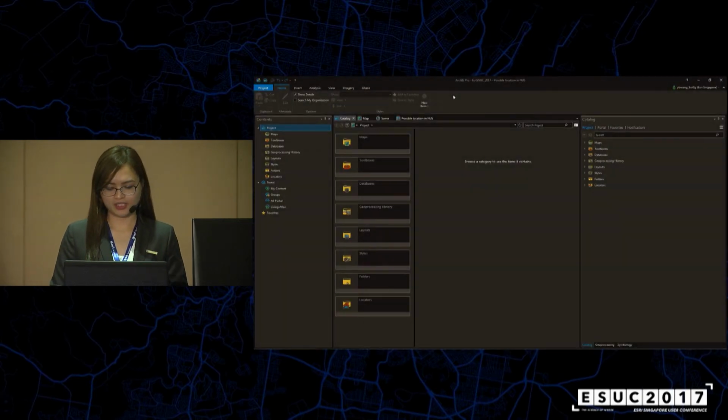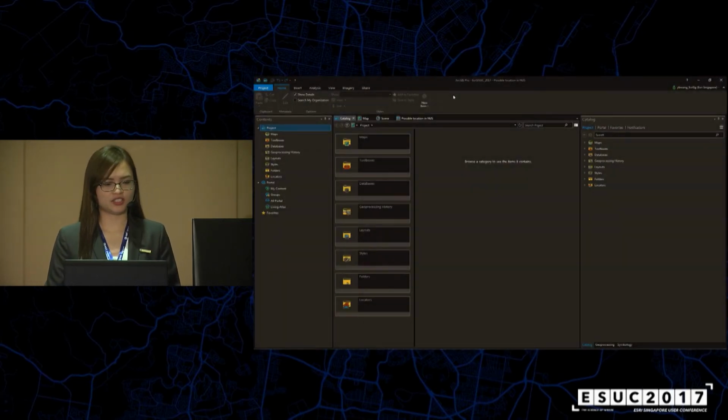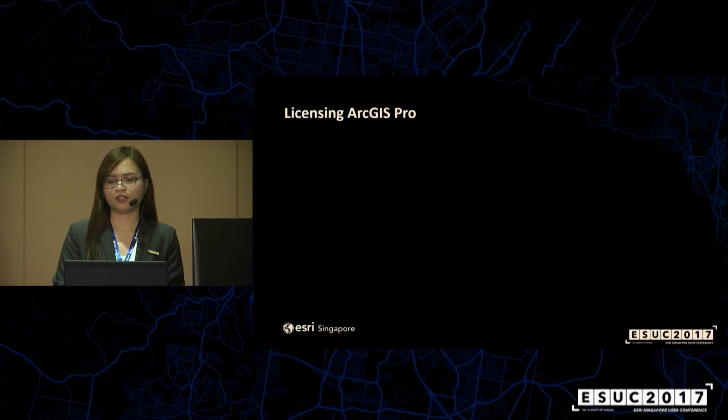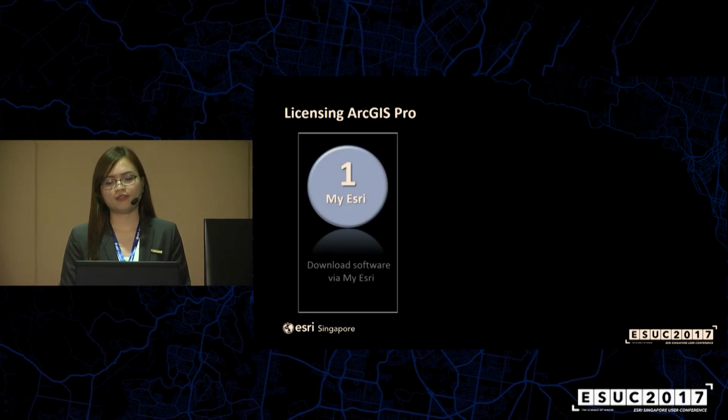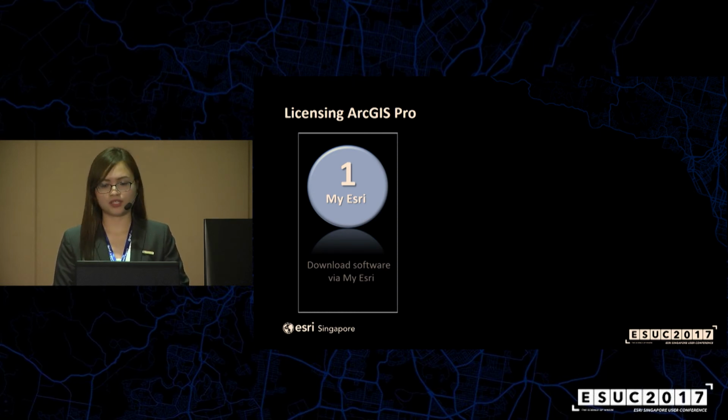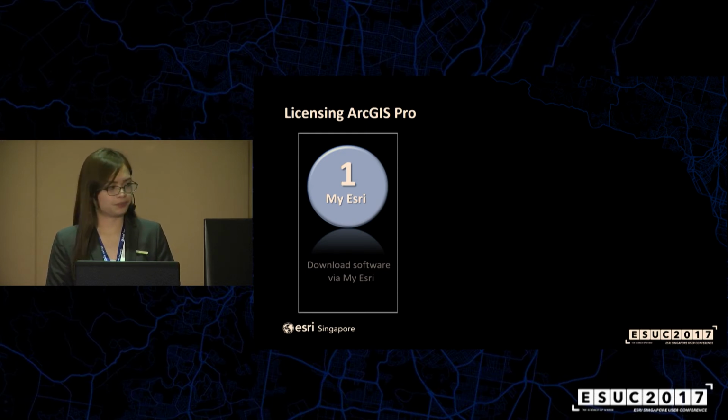So I know at this point of the session, after watching the demonstration, you are excited and keen. How do I get access to ArcGIS Pro? Well, let me show you in 3 simple steps. If you have ArcGIS Desktop and is currently on maintenance, you have access to ArcGIS Pro within your My Esri portal. So you can access your portal, or you can ask your administrator to download it for you through that web page.